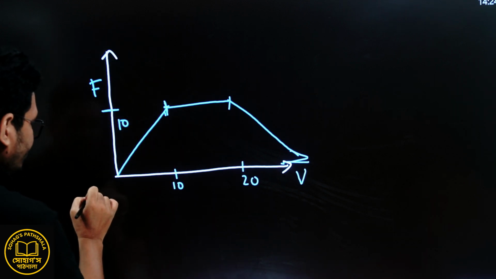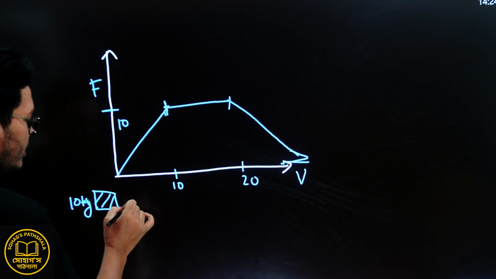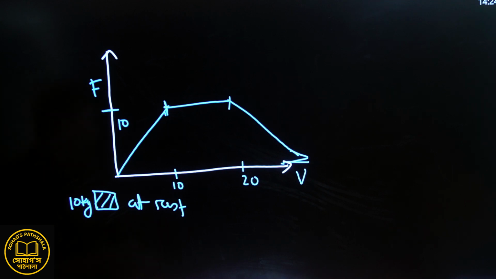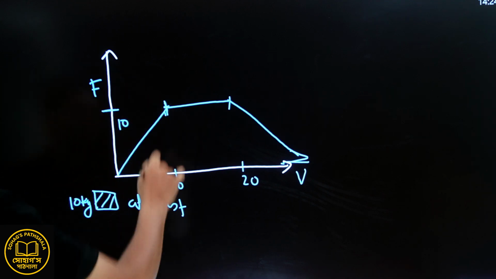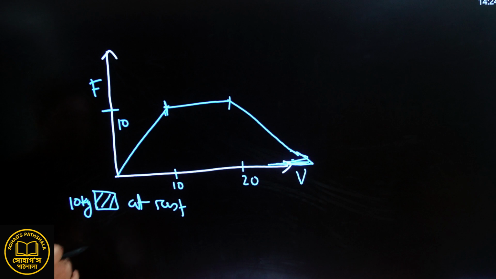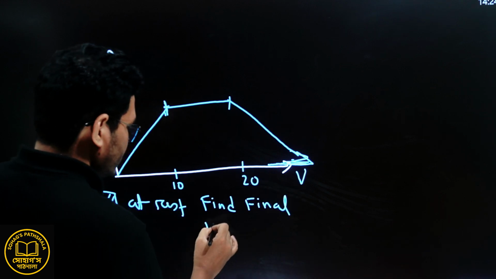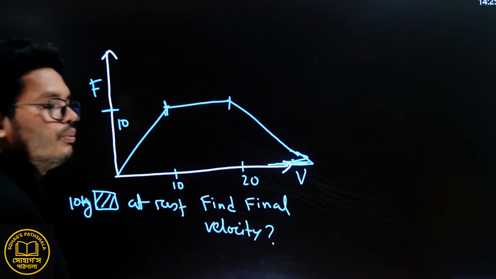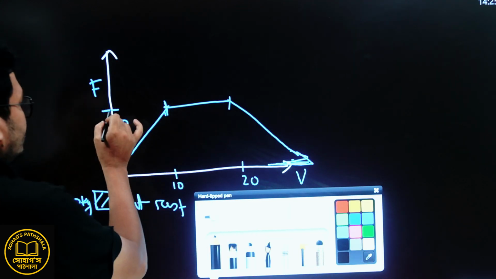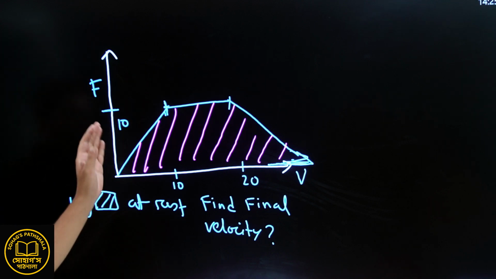And think about a mass of 5 kg, for example, or 10 kg, for example, a 10 kg mass at rest. For a 10 kg mass at rest, there is a force applied and velocity changes this way, like this graph. Find the final velocity. How are you going to find it? Let's solve it. You know, here this is actually area of the mass, sorry, force and velocity.